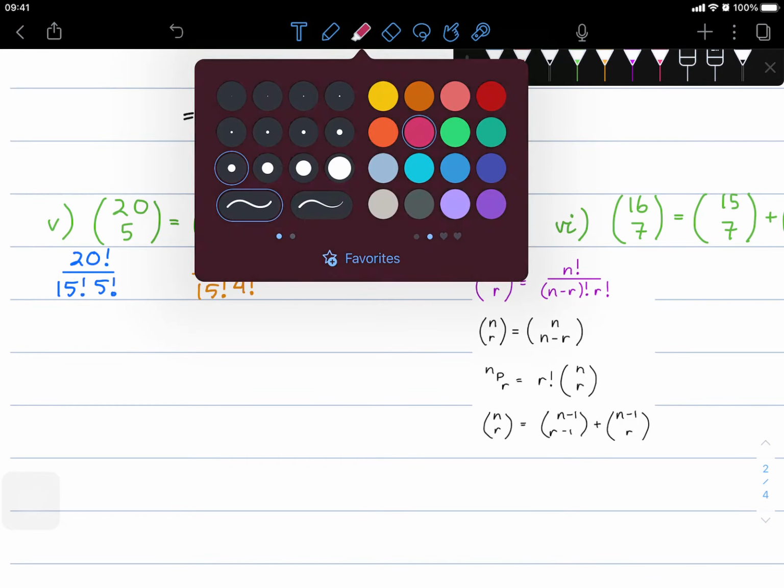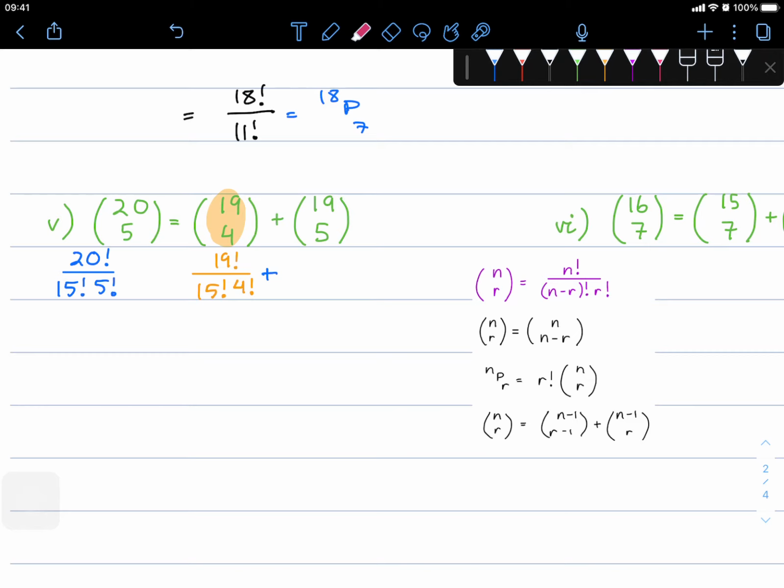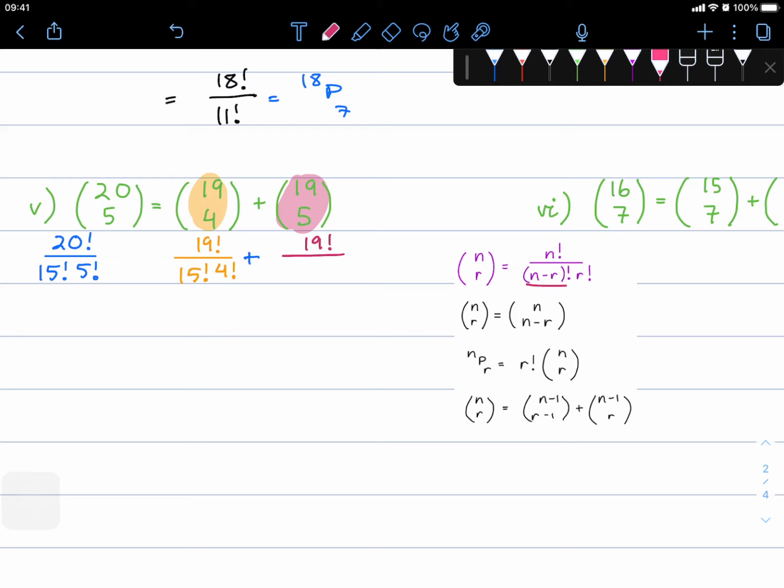Color coding this once again. That one is going to be 19 factorial over n minus r, so 19 take away 5 is 14 factorial times 5 factorial. Now here's where it gets rather difficult.